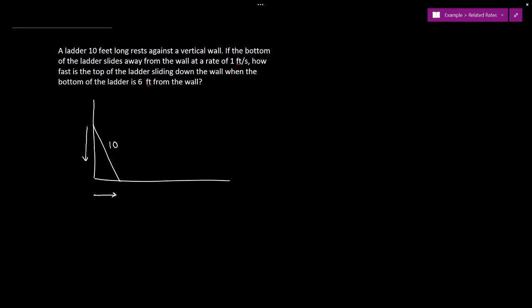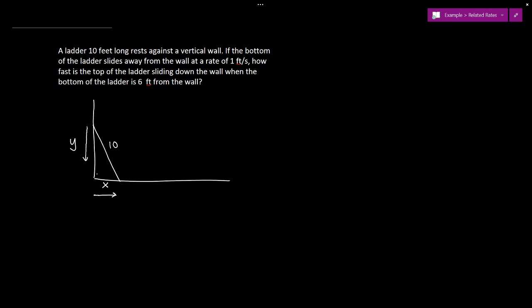So let's come up with variables that represent these two lengths. Let's call this length x, which is the distance between the bottom of the ladder and the wall, and we'll let the length from the top of the ladder down to the ground be length y. And we need those to be variables because they're changing as this ladder falls. So we need an equation that relates these three things.